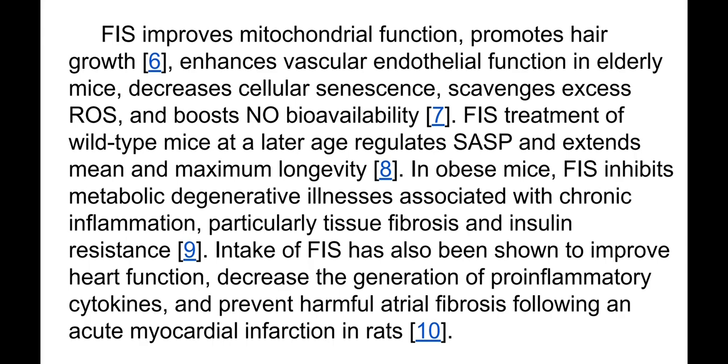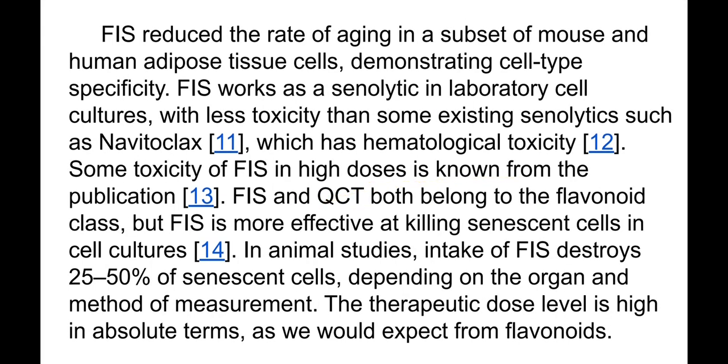Because again, these reactions with sugar molecules slow down the glycation of collagen, and also the production of excess collagen by fibrocytes. Okay, fisetin reduced the rate of aging in a subset of mouse and human adipose tissue cells in laboratory conditions, of course, demonstrating cell type specificity. Again, if it is senolytic, it is not working on all senescent cells. It is a tissue-specific senolytic drug. Okay, this you have to remember.